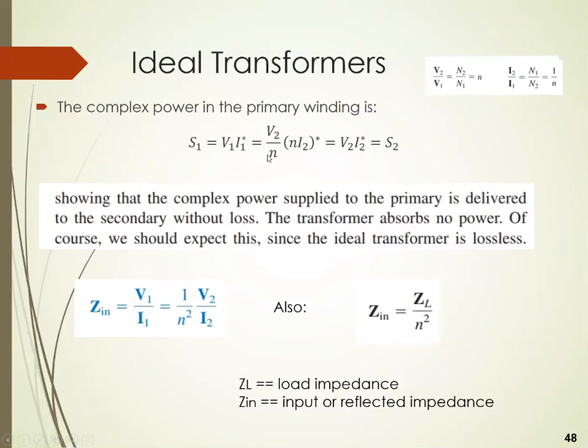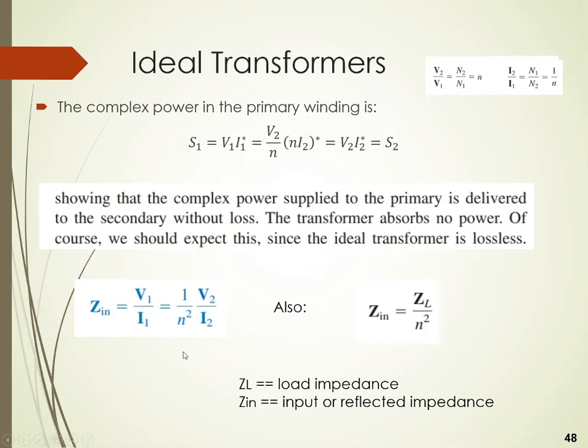What that's proving is that the complex power in the primary winding is equal to the complex power in the secondary winding. So again, this shows that the two complex powers are equal, because the complex power being delivered by the source is equal to the secondary power absorbed by the load, assuming there's no losses. Because this is an ideal transformer, the ideal transformer absorbs no power, and there are no losses in it.